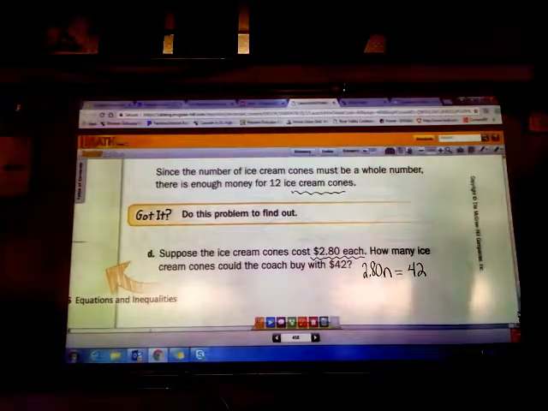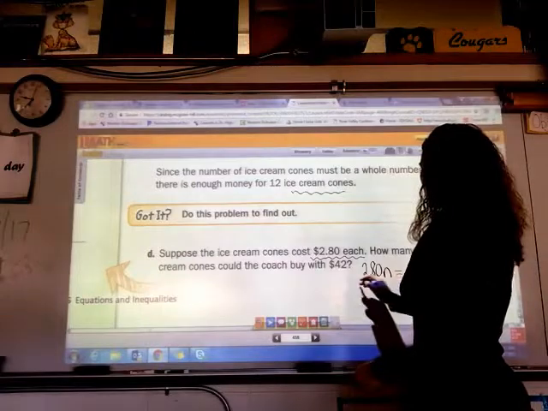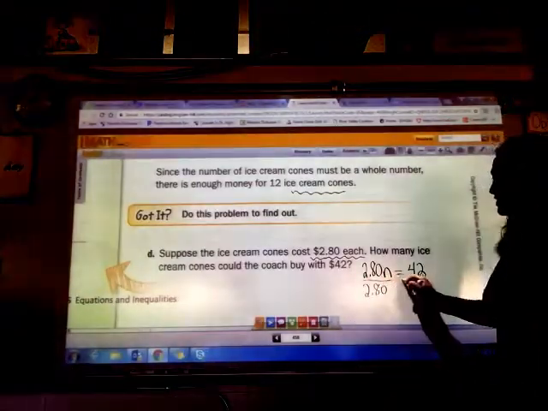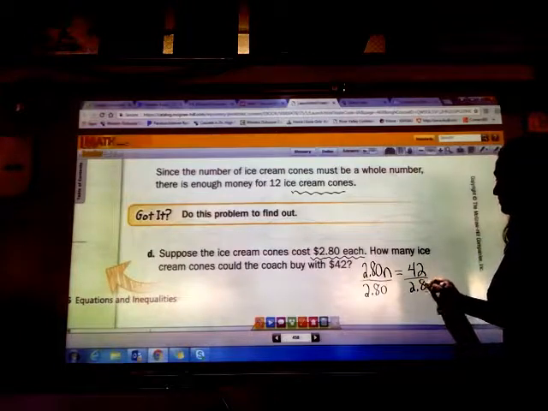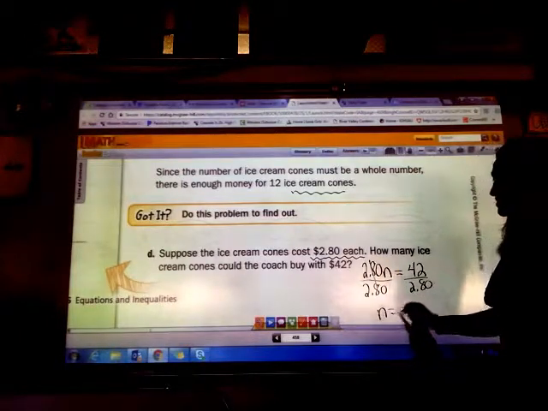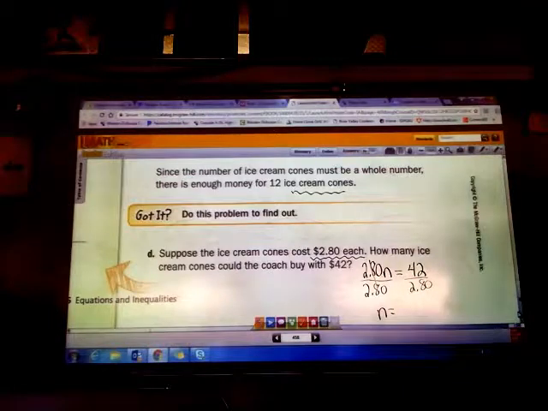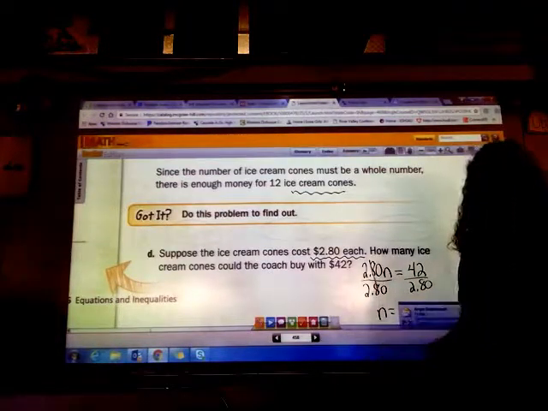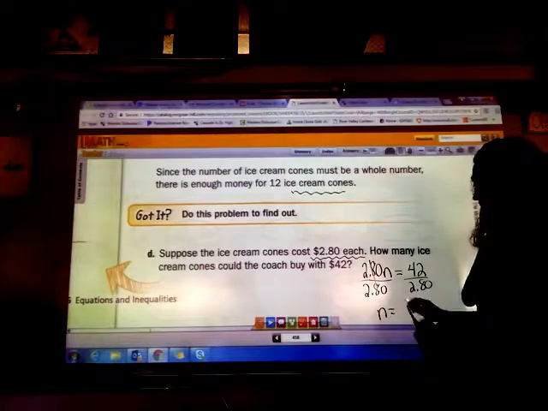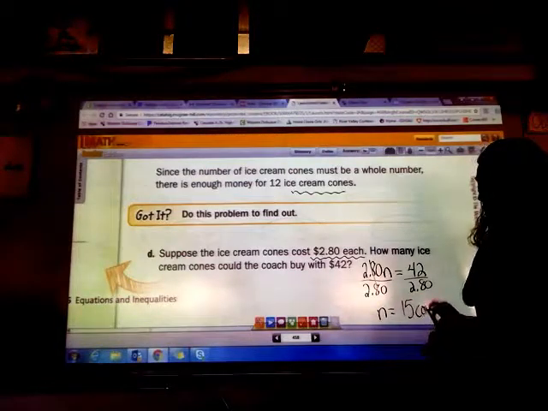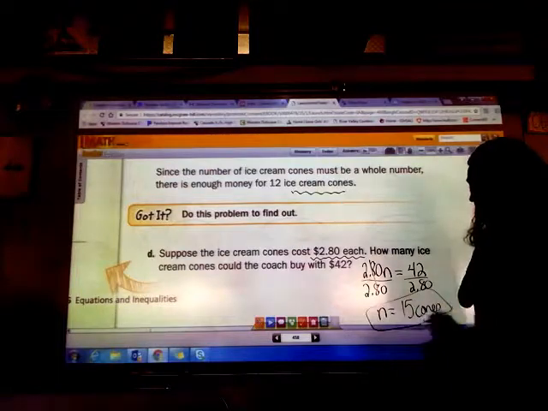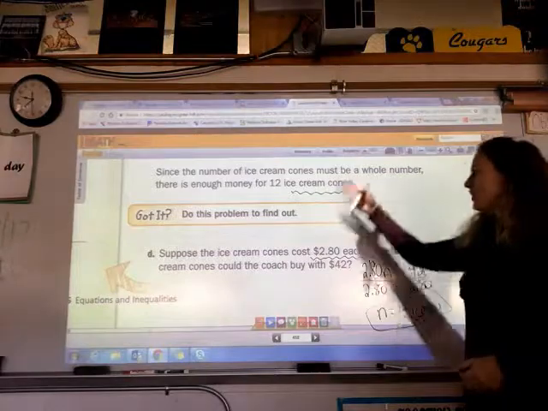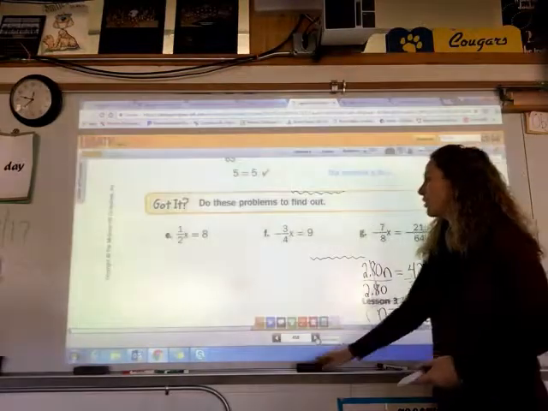Okay? So as we take a look at this, find your variable. It's being multiplied by $2.80, so I'm going to divide both sides by $2.80. Those are going to cancel. N is going to be equal to, when you take 42 divided by $2.80, you should come up with, I believe, 15. And the label on that would be cones. Okay, and you can double check that using your calculator as well. So again, those are working with decimal coefficients.